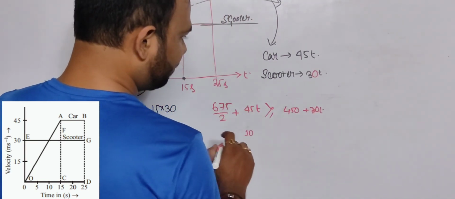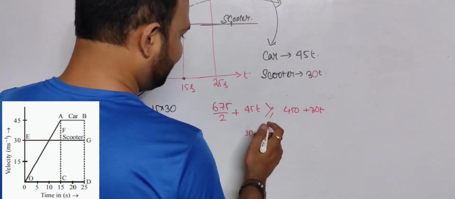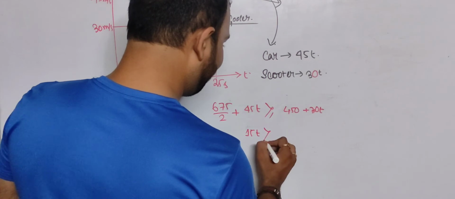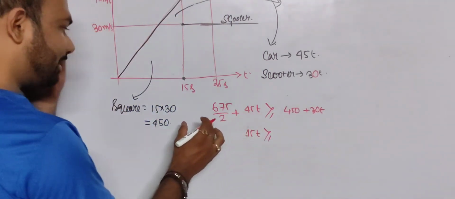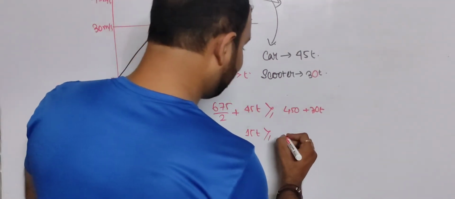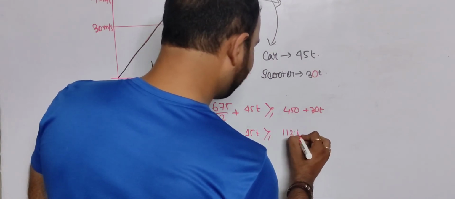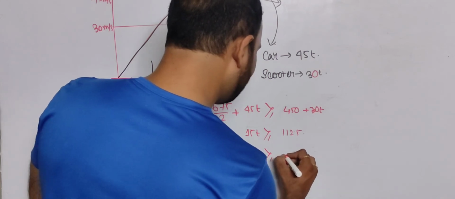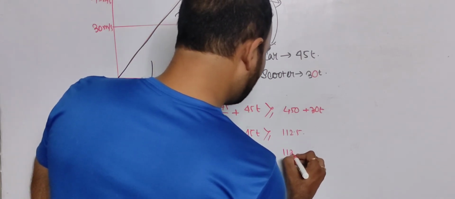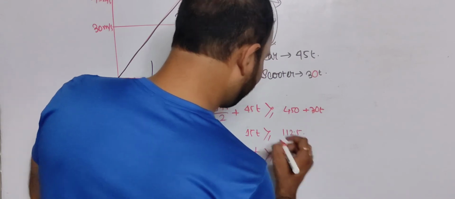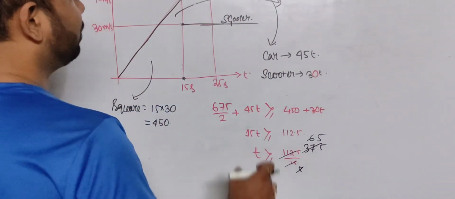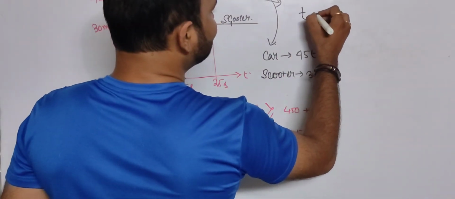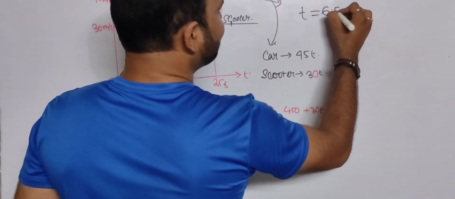If we take t on the same side, 15t. Again, 450 minus 675, that is the difference, 112.5, so t is greater than or equal to 112.5 by 15, that is 7.5. So let us consider the time t as equal to 7.5.